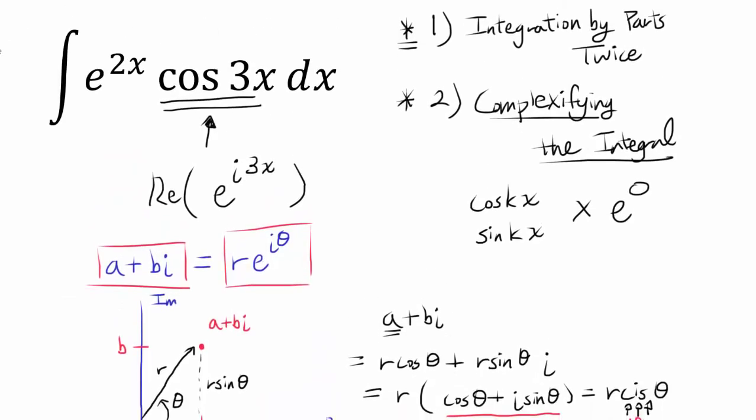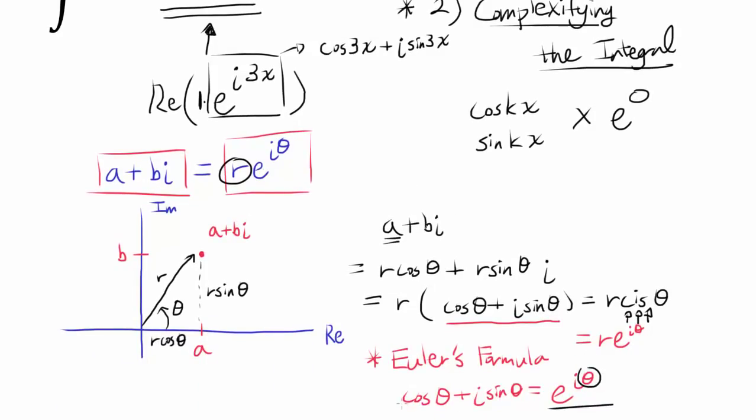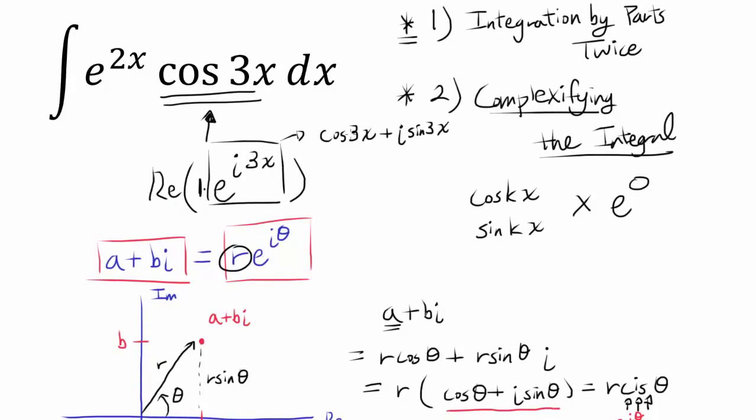So what do we know? We know e to the i times 3x is equal to r times e to the i times 3x, where r is 1. And this is equal to cosine of 3x plus i times sine of 3x from Euler's formula, because e to the i something is cosine of something plus i times sine of the something. In this case, that something is 3x. So e to the power of i 3x is equal to this. And we quickly see that the real part is cosine of 3x, and the imaginary part of e to the i 3x is sine of 3x.